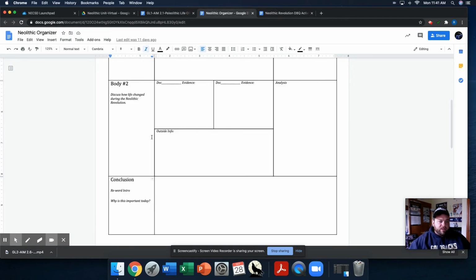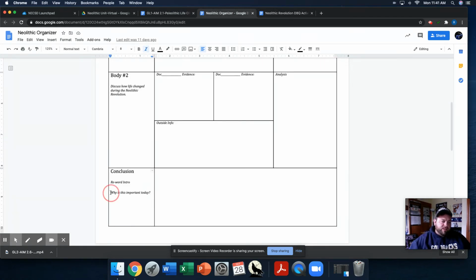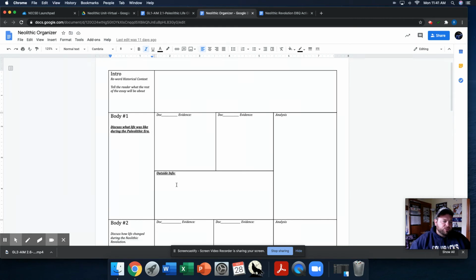And that's why in the graphic organizer here, there's some fine print that says, why is this important today? If you discuss something like that in your conclusion, you almost guarantee that your conclusion is bringing in something a little bit extra and extending that conversation further. So that's how the graphic organizer should be built.